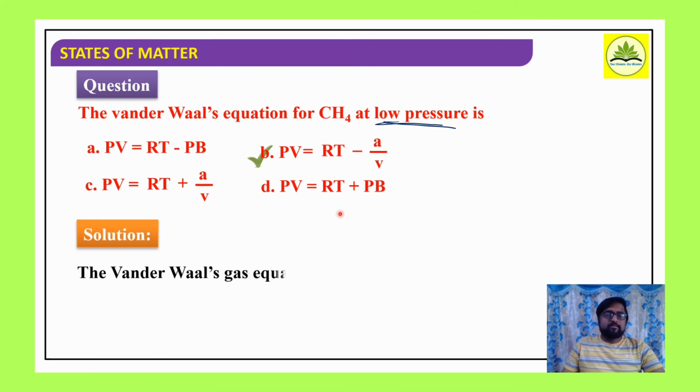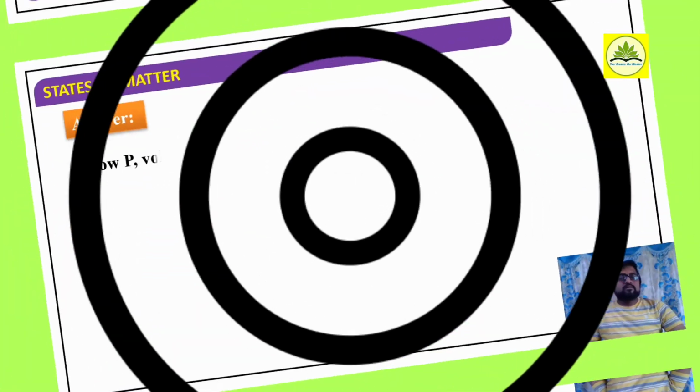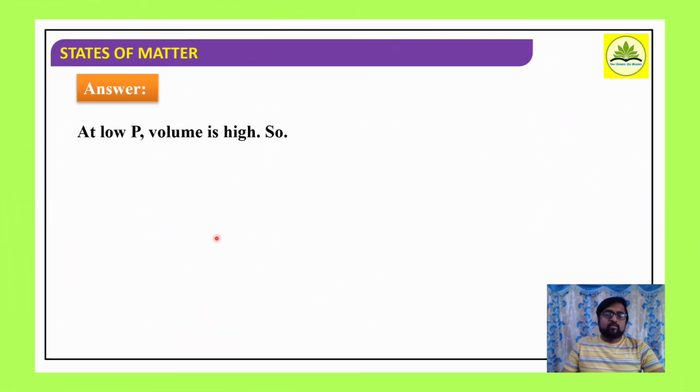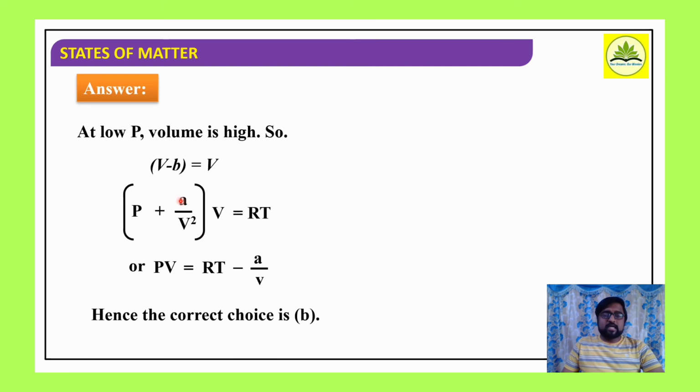So at low pressure, what happens? For 1 mole of a gas, (P + a/V²)(V − b) = RT. And at low pressure, what about volume? Volume is too high, therefore b can be neglected here. That volume correction b can be neglected. At low pressure, the pressure correction cannot be neglected. Therefore P + a/V² remains as it is in the van der Waals expression, but V − b changes to V.